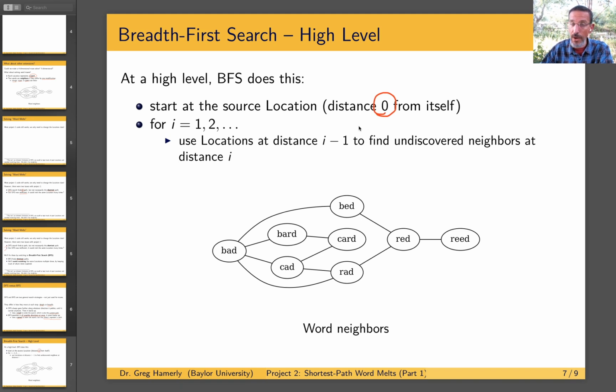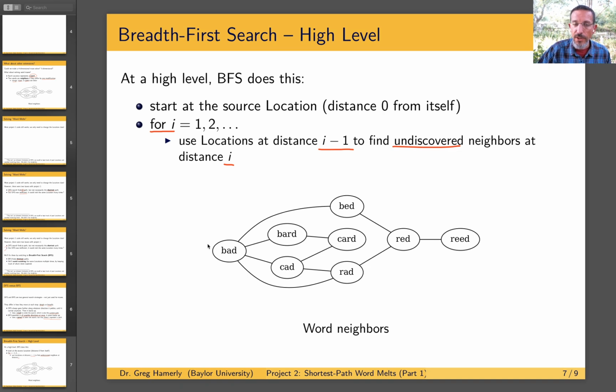If you're starting at home, you don't have to go any distance to get home. Or if you're starting at the start, you don't have to go any distance to get there. So the starting location, or the source, has distance 0 to itself. And then it iterates for i equals 1, 2, 3, 4, etc. It's going to find all the locations that it can at distance i using the distance i minus 1 locations it just found in the previous iteration. So I write this here this way: use locations at distance i minus 1 to find undiscovered neighbors at distance i.